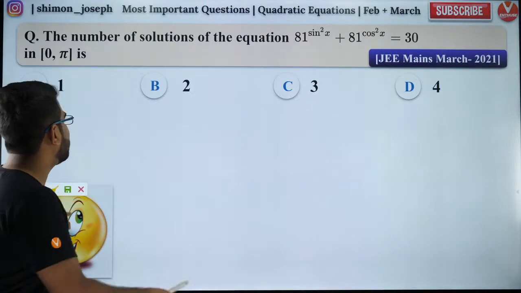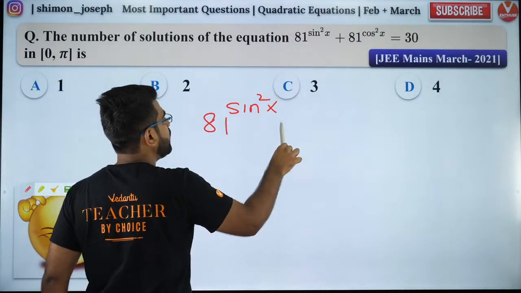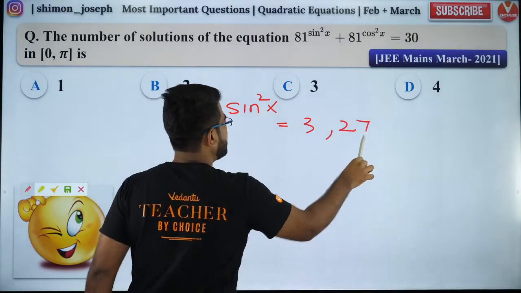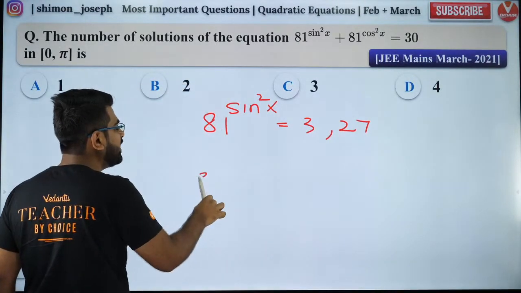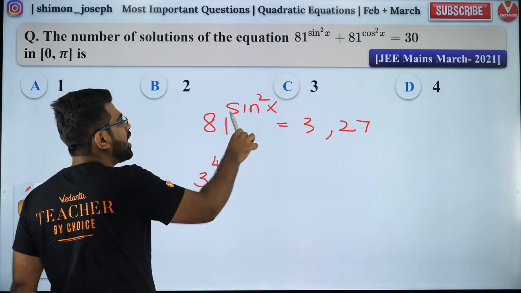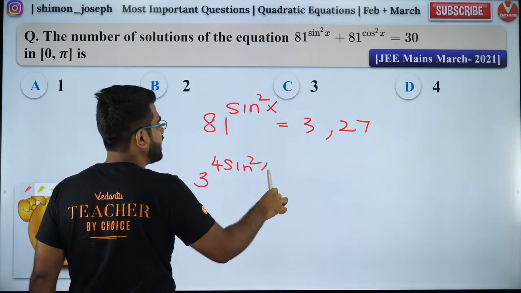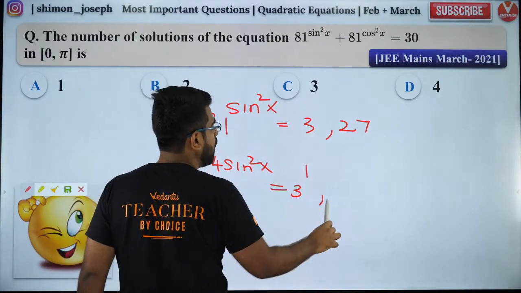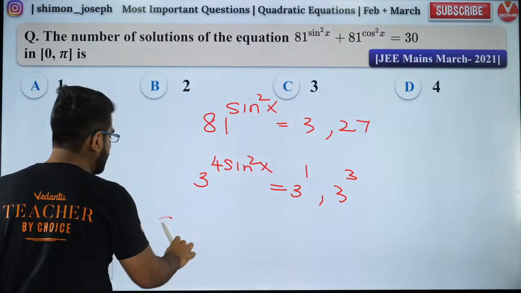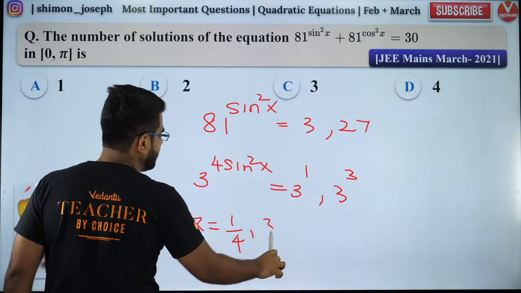Okay, so finally what is the answer? 81 to the power sine square x is equal to 3 or 27. Now wait a minute, I will convert everything to 3 to the power. So 81 is 3 to the power 4. 3 to the power 4 sine square x is equal to 3 to the power 1 or 3 to the power 3. So I will get sine square x is equal to 1 by 4 or 3 by 4.